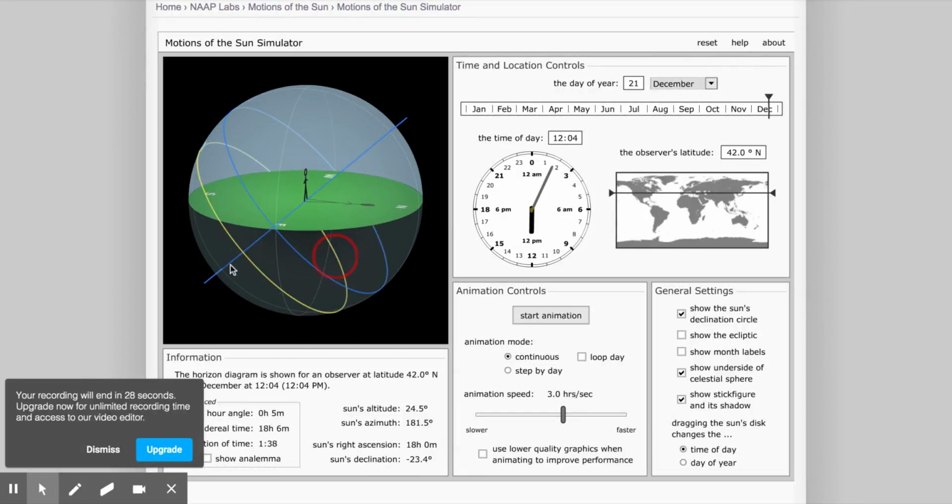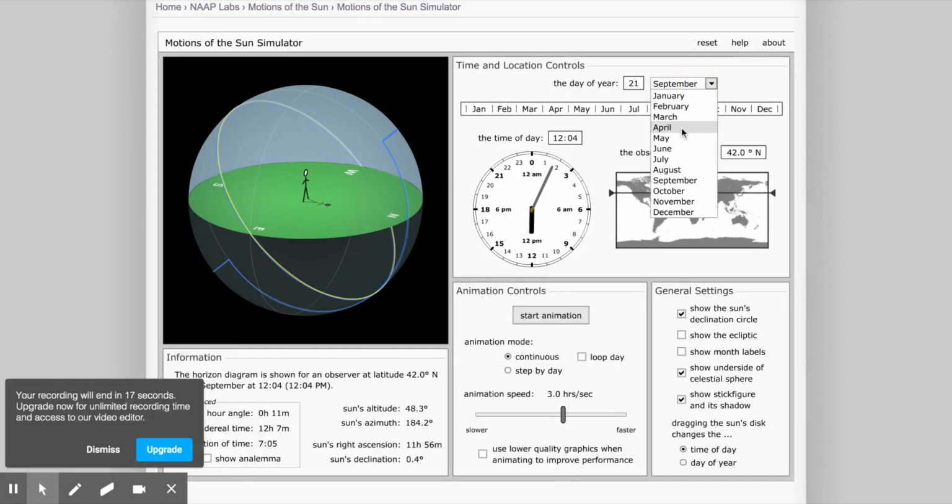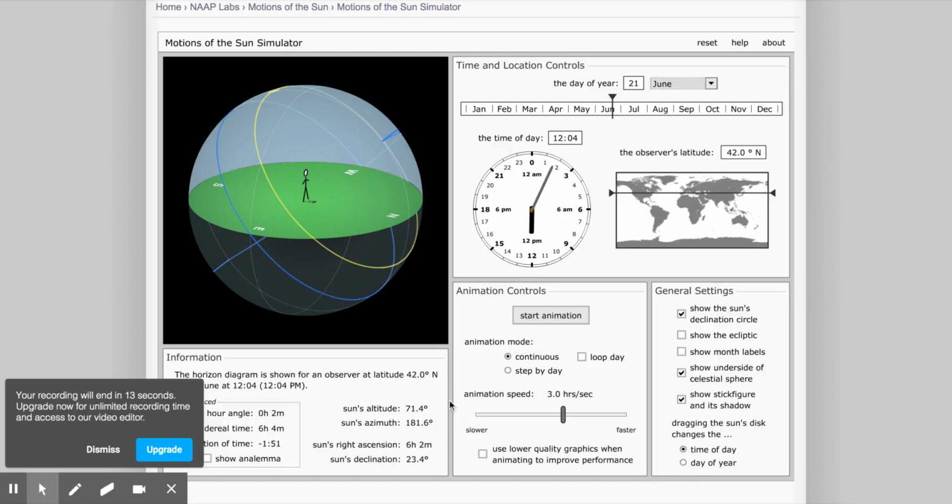You guys should have noticed that during each of these times of the year, so watch the sun's altitude here real fast. Let's change this to September. We have 48.3, and then we have June at 71.4. Between each of those, so between 71.4 and the second one, is 23.5 degrees. That has to do with the tilt of the Earth.